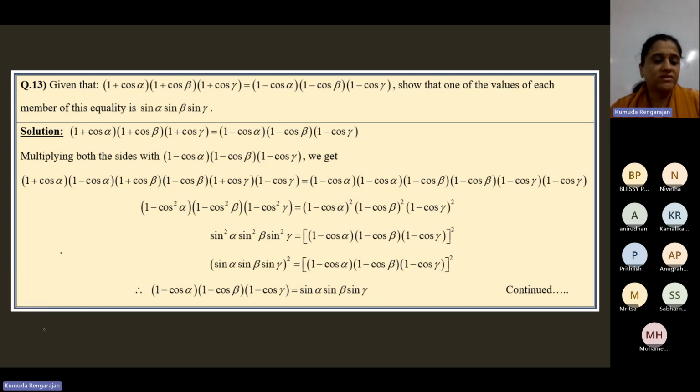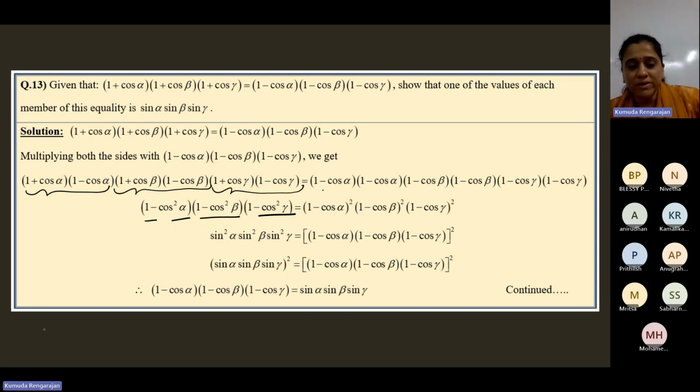Now on the left hand side, it's like a plus b into a minus b. This is a plus b into a minus b. This is a plus b into a minus b. This is a plus b into a minus b. So the result will be a squared minus b squared, a squared minus b squared, a squared minus b squared. RHS, it is 1 minus cos alpha into 1 minus cos alpha, so 1 minus cos alpha whole square, 1 minus cos beta whole square, 1 minus cos gamma, the whole square.